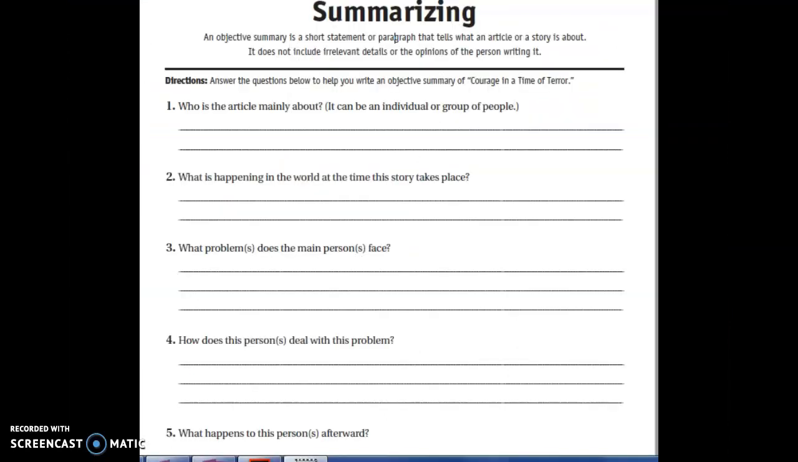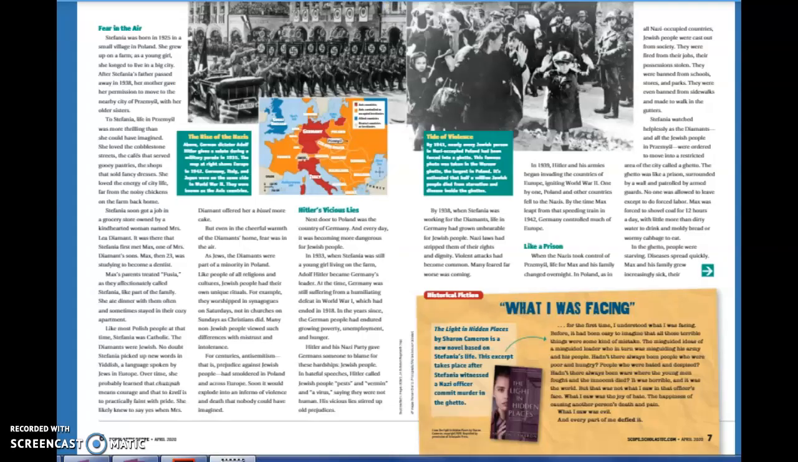Okay, the next part of your summary will be answering this question. What is happening in the world at the time that this story takes place? If you remember, this story was all set during the period of the Nazi invasion called the Holocaust. So you will want to give some additional details about what was happening during this time period that we know as the Holocaust.